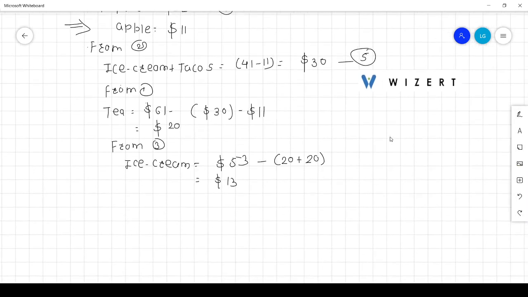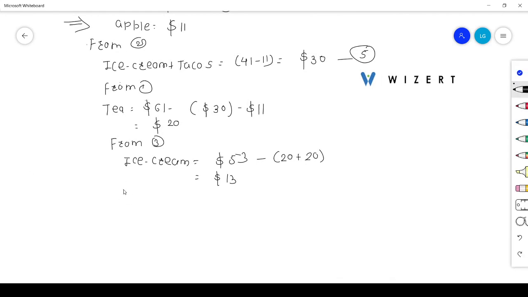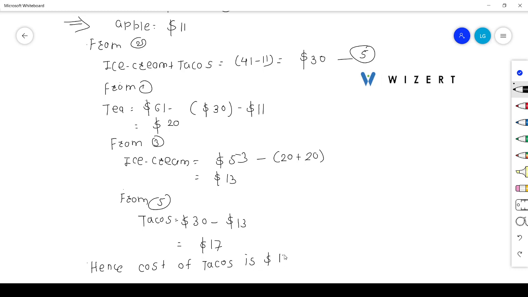Now here from 5, we can check cost of tacos will be $30 minus $13, that is $17. Hence cost of tacos is $17.